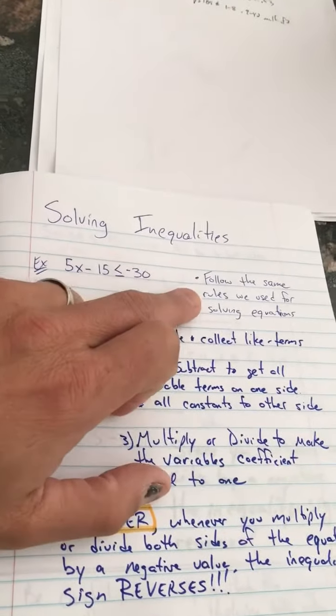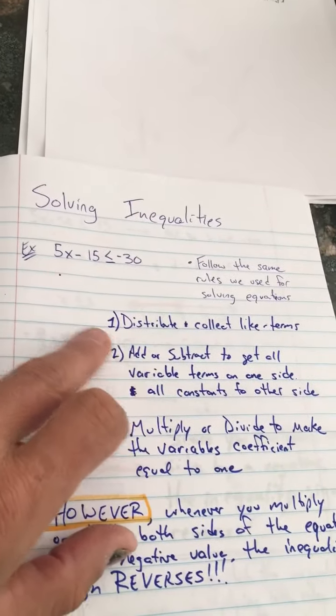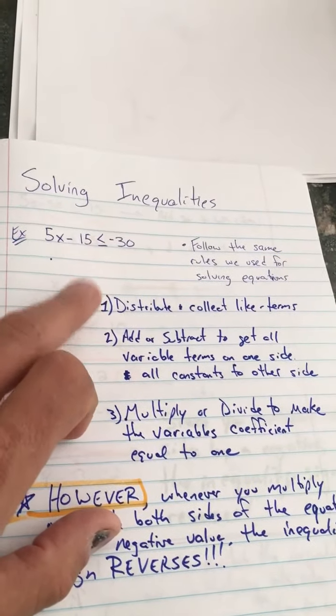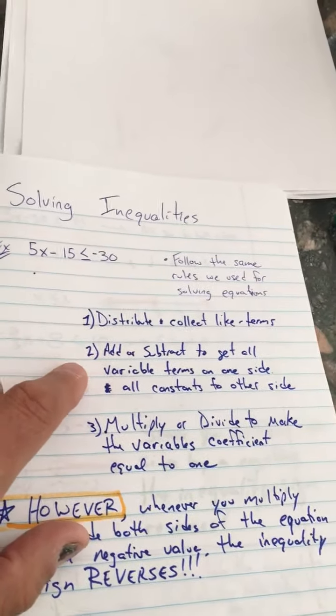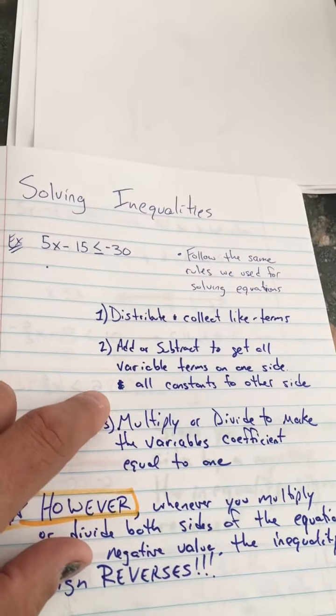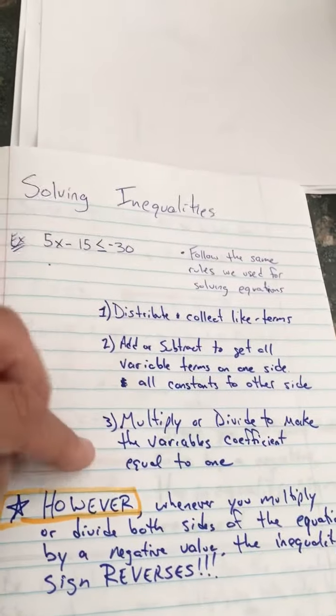We follow the same rules that we use for solving equations. We distribute and collect like terms. We get rid of any denominators if we want to, like we were doing before. Then we add or subtract to get all variable terms on one side and all the constant terms on the other, especially if there's variables on both sides.